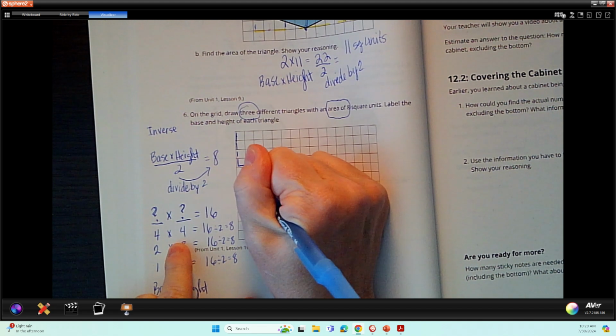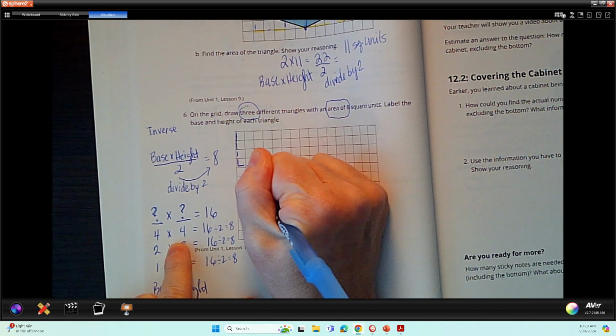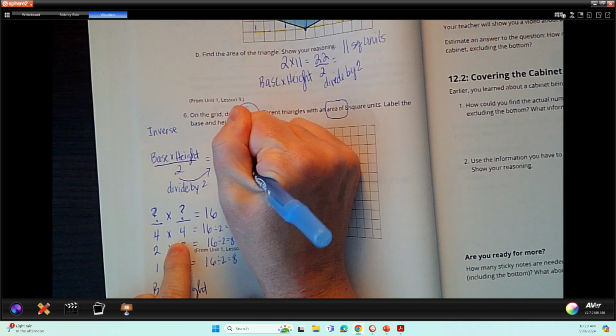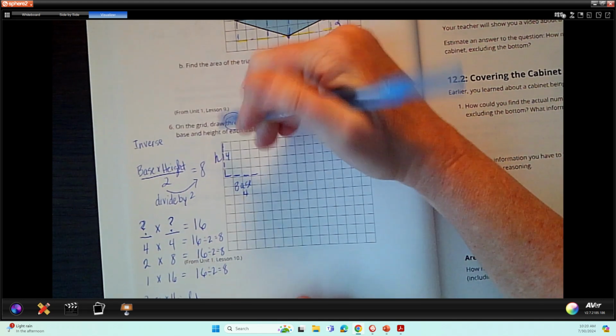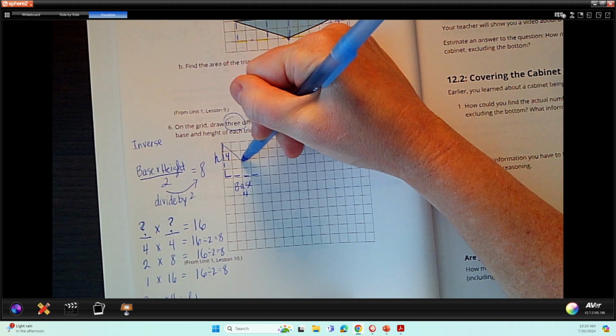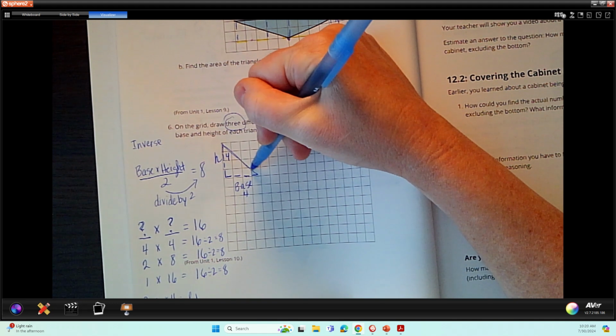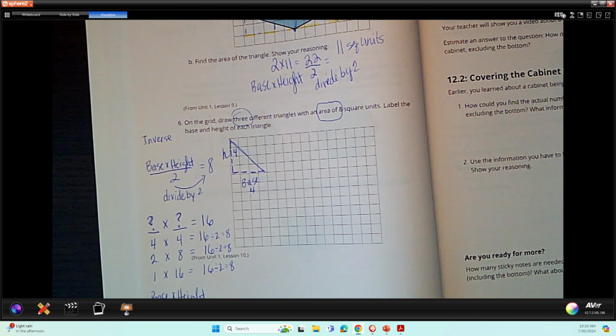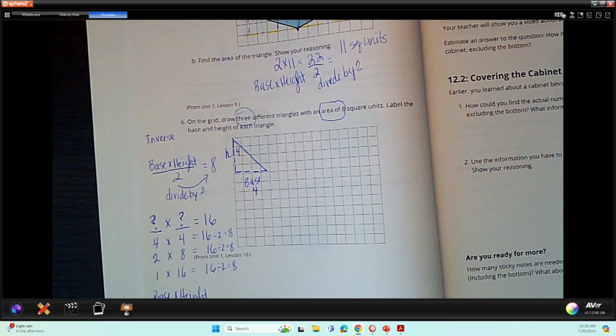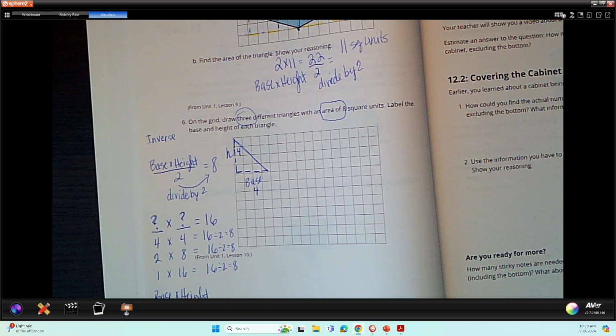I have a base of 4. I have a height, and I'm just going to write h of 4. And then I'm just going to connect them right here. Okay, there we go. So 4 times 4 is 16, and 16 divided by 2 is 8. So that has an area of 8.